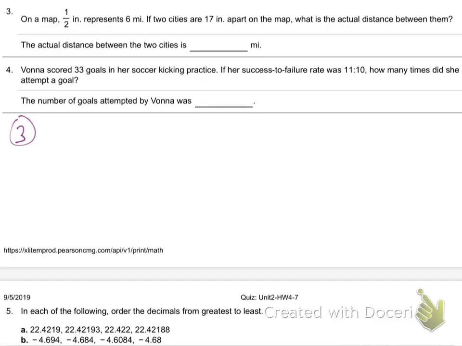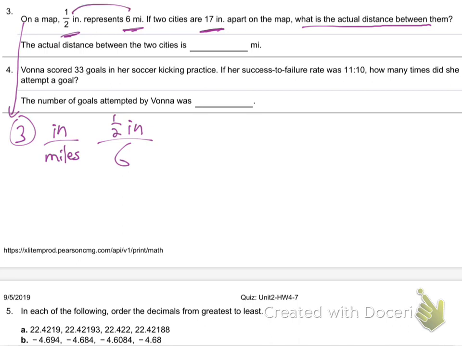Okay, let's come down for number 3. So on a map, a half an inch is 6 miles. So if two cities are 17 inches apart, what is the actual distance between them? So we're doing inches on a map to actual miles in real life. So a half an inch goes with 6 miles, right? Half an inch goes with 6 miles. Is in the same ratio as 17 inches is to x miles. Well, you don't need to write inches and miles. We know inches are on the top, miles are on the bottom. So there's our little equation.